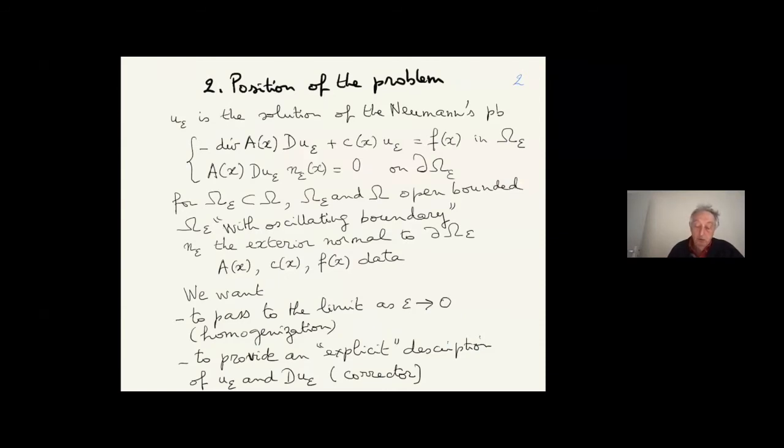And what we want to do, assuming that Omega^epsilon is included in Omega and that Omega^epsilon tends to Omega in a certain sense that I will describe, is to pass to the limit as epsilon tends to 0, and I will call that homogenization, and to provide an explicit representation of u^epsilon and of its gradient, a result that I will call corrector.